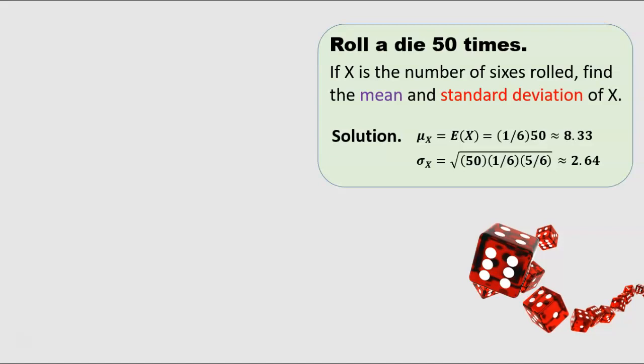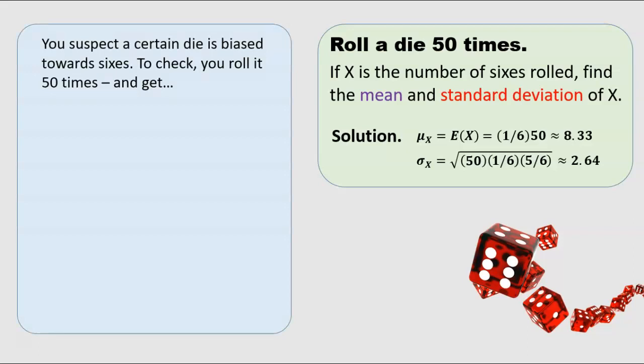Now, to help us develop some intuition for what this means, let's consider a related problem. You suspect a certain die is biased towards sixes. To check, you roll it 50 times, and you get 12 sixes. And the question is, is this strong evidence that the die is biased towards sixes? You might want to pause the video and try to answer this for yourself before I present the following analysis. Okay, let's see how you did.